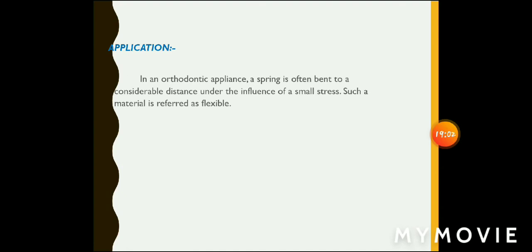Okay, where it is applied: the application is in orthodontic appliances. When you are placing an appliance with light force only, you require more elongation to happen in the mouth, because you can't apply more force there. So that is where you will require the flexibility of the material.